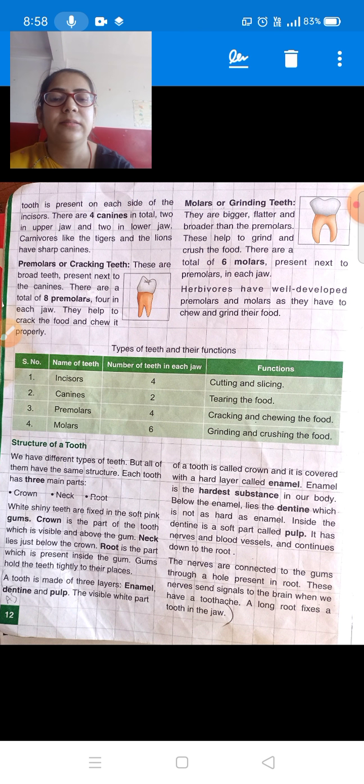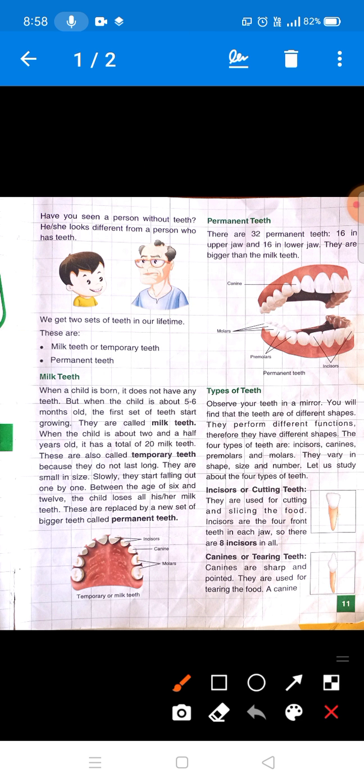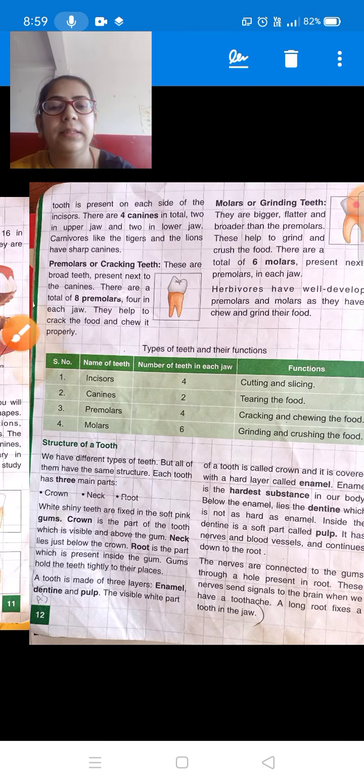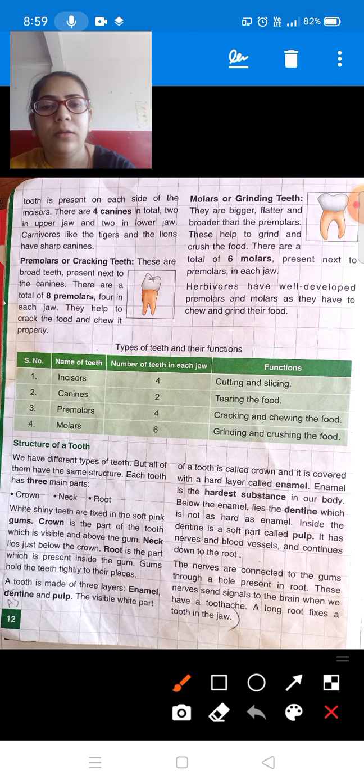Okay, now you have studied that 4 incisors in the upper jaw means 8 incisors total in our mouth. How many incisors? 8 incisors. But how many canines are there in each jaw? Students, in each jaw 2 canines are there, one on this side of the incisors and one on this side of the incisors. So 2 in the upper jaw and 2 in the lower jaw. So how many canines are there in total? Total 4 canines are there. You can see, total 4 canines are there. Okay.